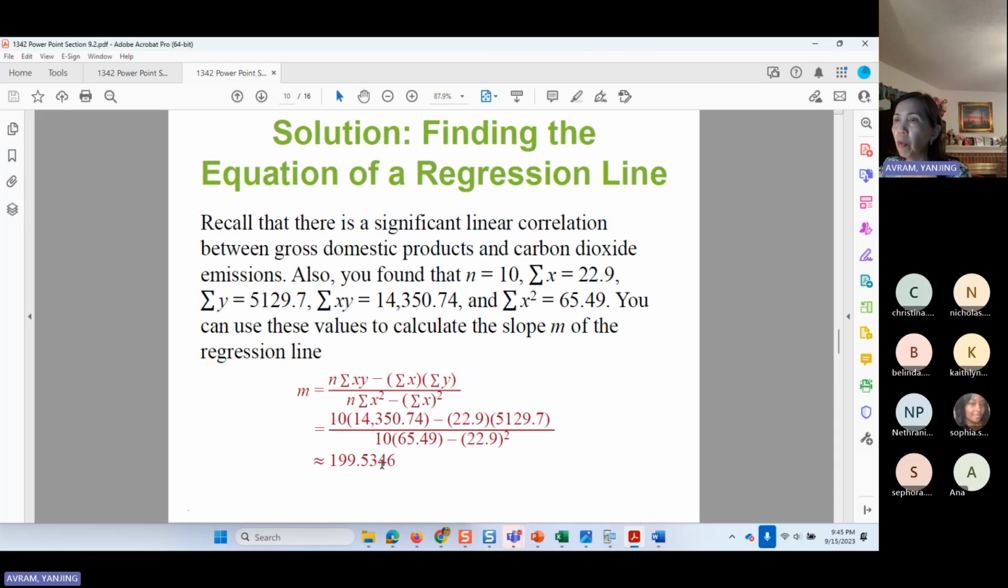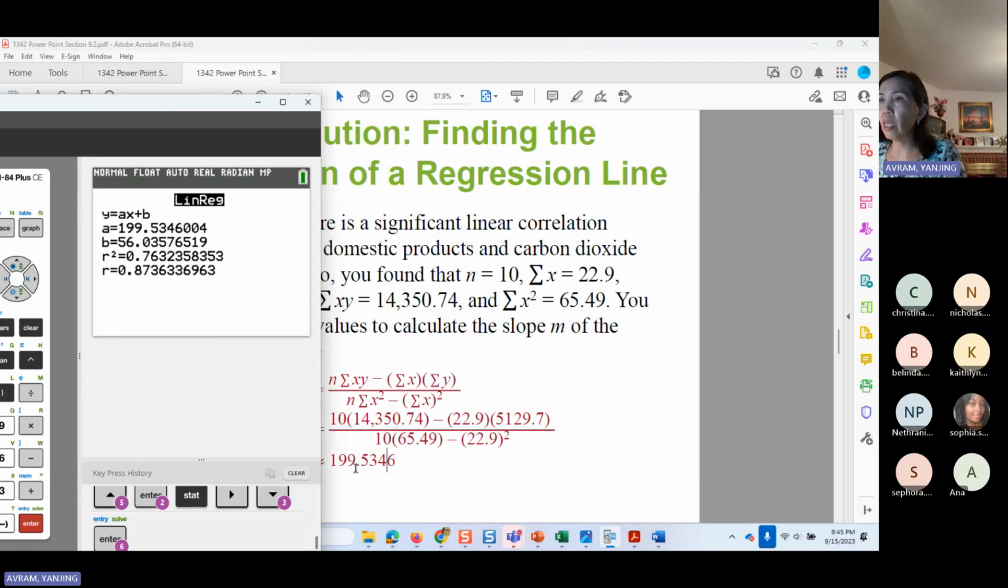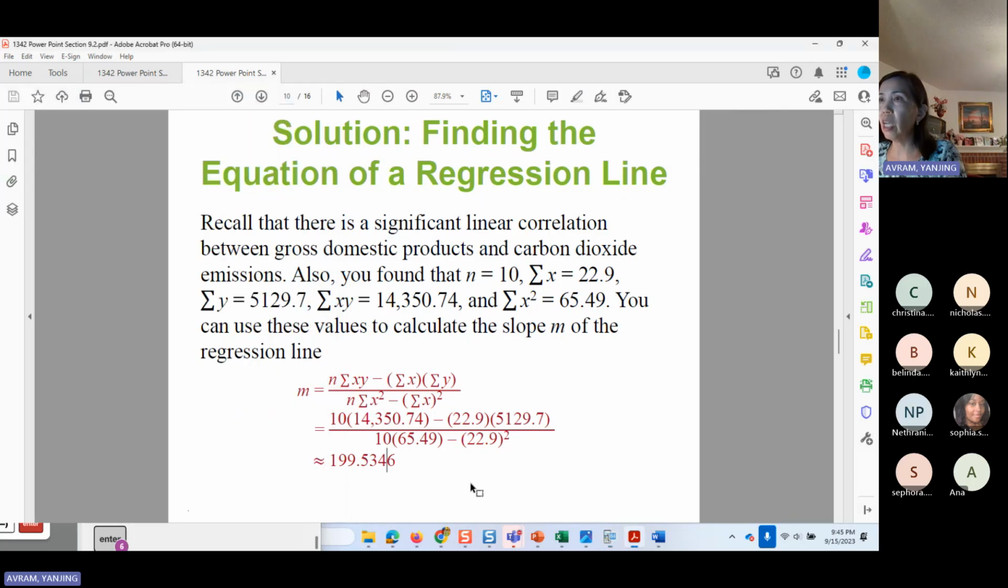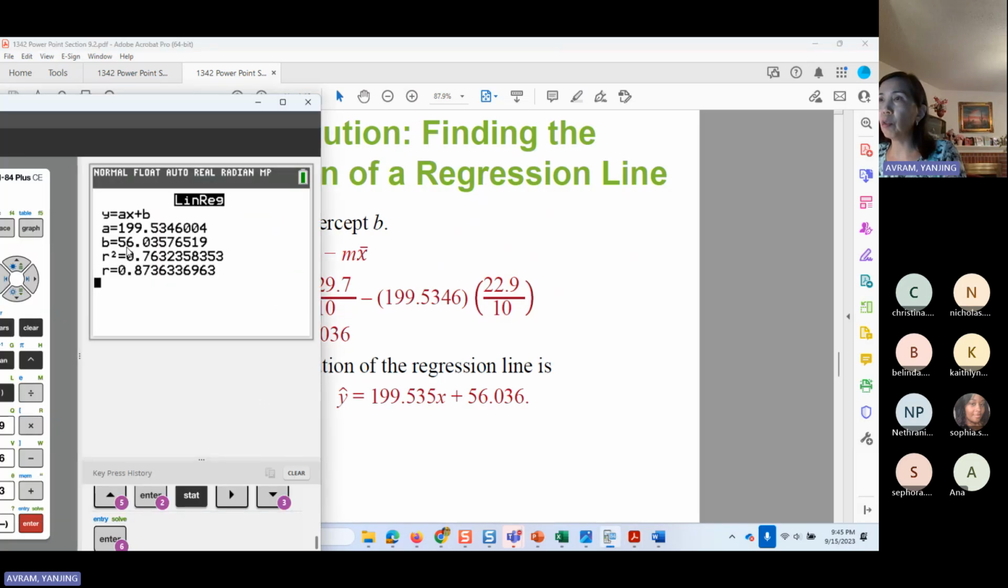This is 199.5346. Using the calculator, I already have this one right here. Look at that. Do we get the same answer? 199.5346. We have this one in here. Okay. And then we have this B in here with all this big formula. But I already have B here, it is 56.036. All right.